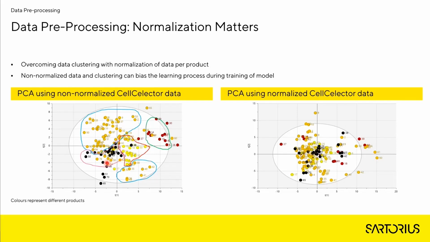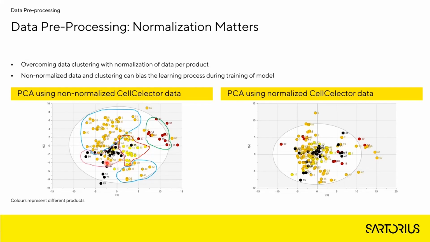for non-normalized or raw data, you see some clustering effects, simply showing that the measurements and the type of variables, the order of magnitude of the variables, can be very different from product to product. This clustering effect for your different products, as shown in the left-hand side picture where different colors represent different products, can have a negative effect on the learning process of your model in a way that can bias it.